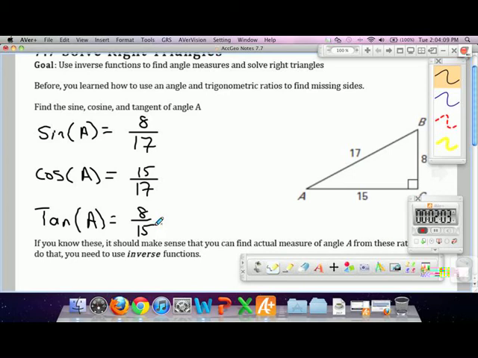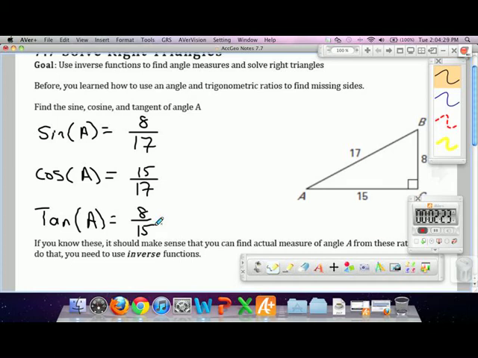Okay. We have 3 different ratios that describe this one angle. But unfortunately, we don't know what the angle measure is off the top of our head. We know these ratios built by this angle measure. We don't actually know what this angle measure is.